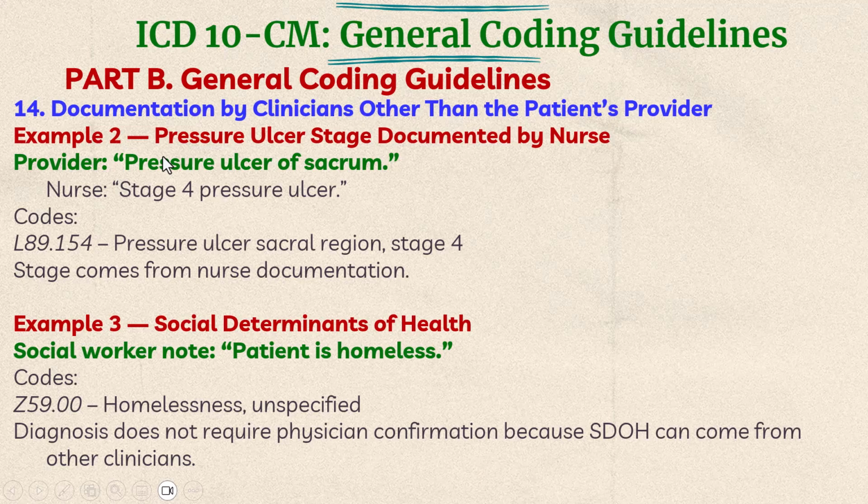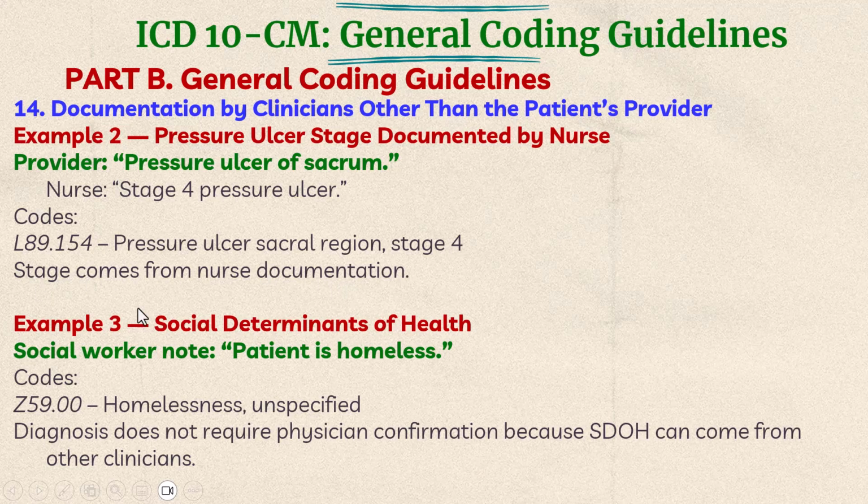So example 2, pressure ulcer stage documented by nurse. The provider is the treating physician, diagnosed a pressure ulcer of the sacrum, and the nurse's note says stage 4 pressure ulcer. So you have to quote the provider's note as the diagnosis, then you can use the nurse's note for the staging. So the correct code is L89.154, that is pressure ulcer sacral region stage 4. So the stage comes from the nurse's documentation.